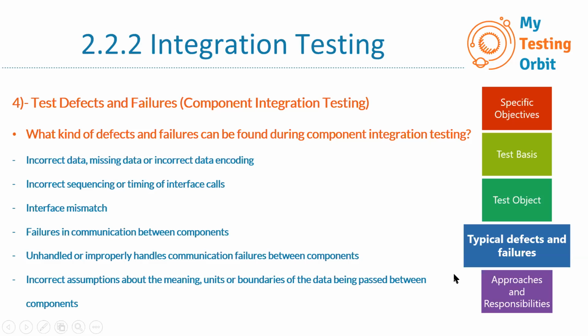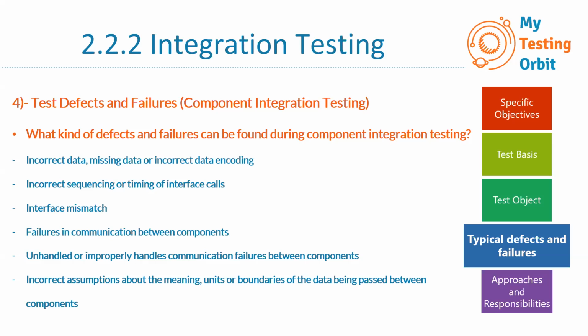So over here we are saying incorrect assumptions about the meaning, units, or boundaries of the data being passed between components. As in this example which I gave, we are using an API to integrate that address lookup into the delivery page. And let's say if we have any issue over there, then we will have an error, and maybe the user is not able to proceed further with checkout.